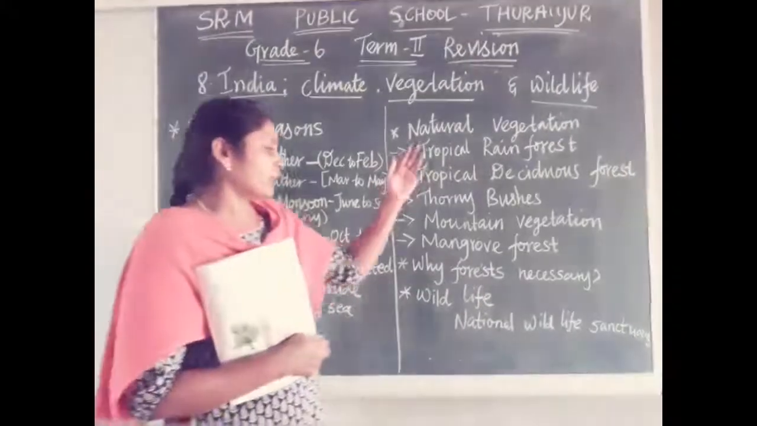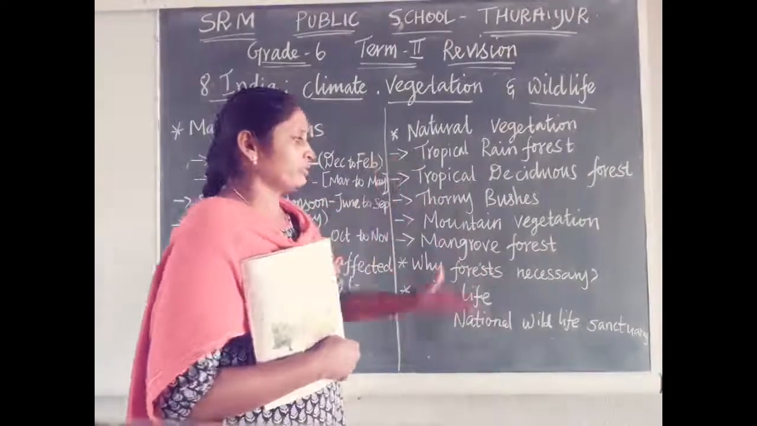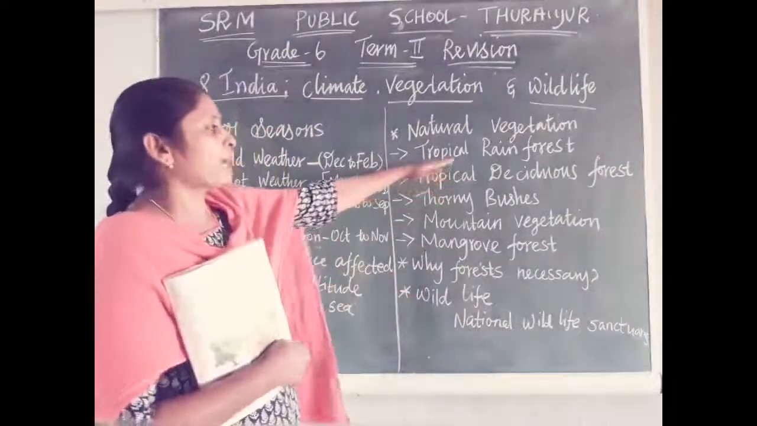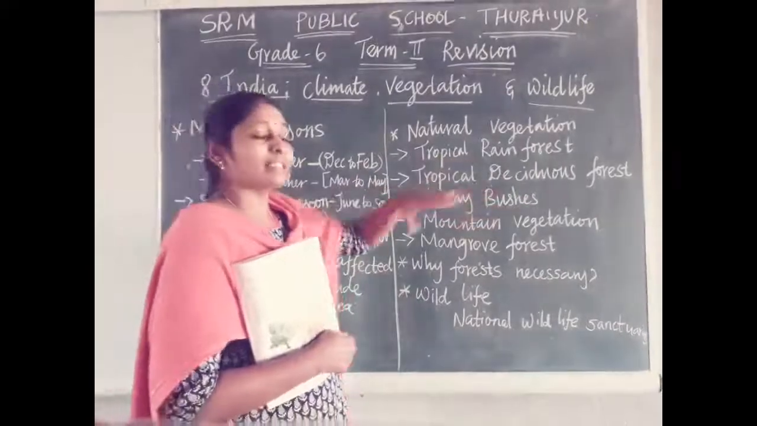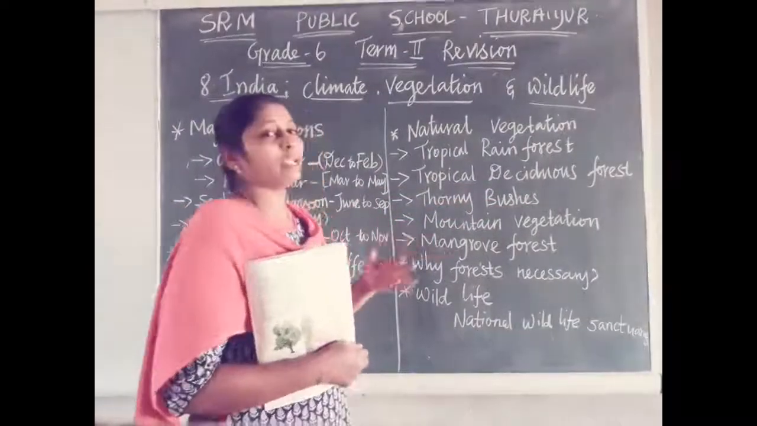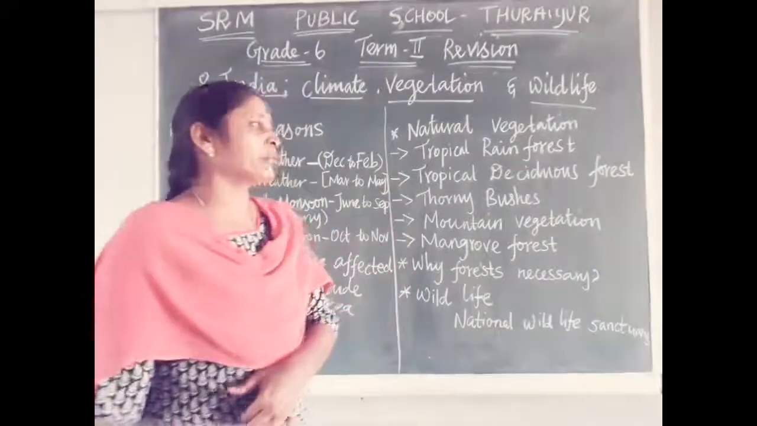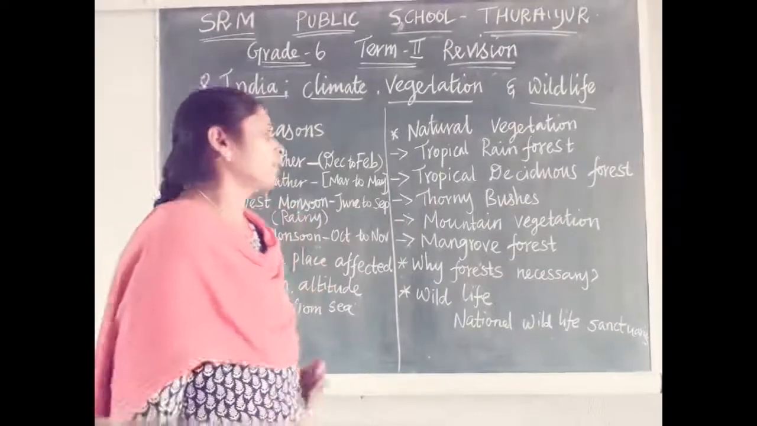So in India, we have different types of natural vegetation. We can classify them into different forests: tropical rainforest, tropical deciduous forest, thorny bushes, mountain vegetation and mangrove forest. So we have five different types of vegetation or forest in India.